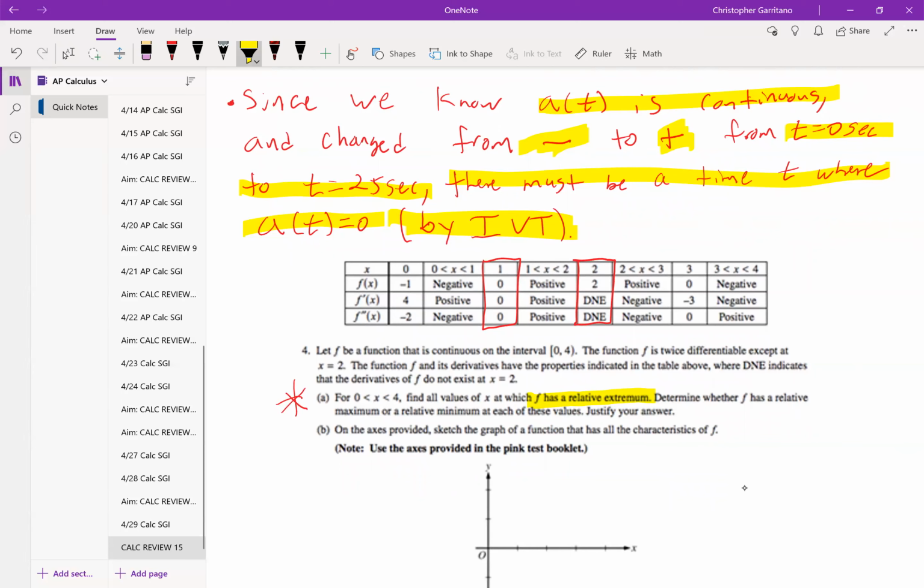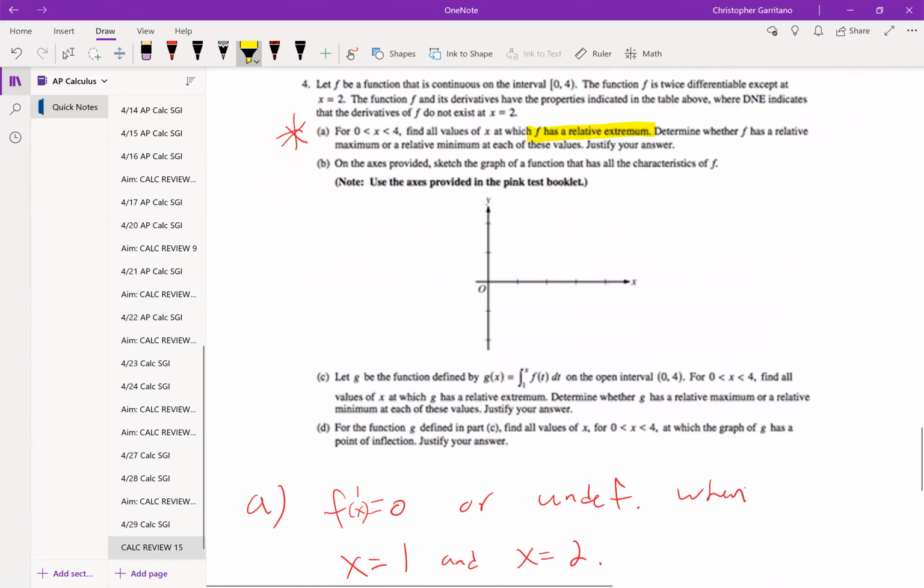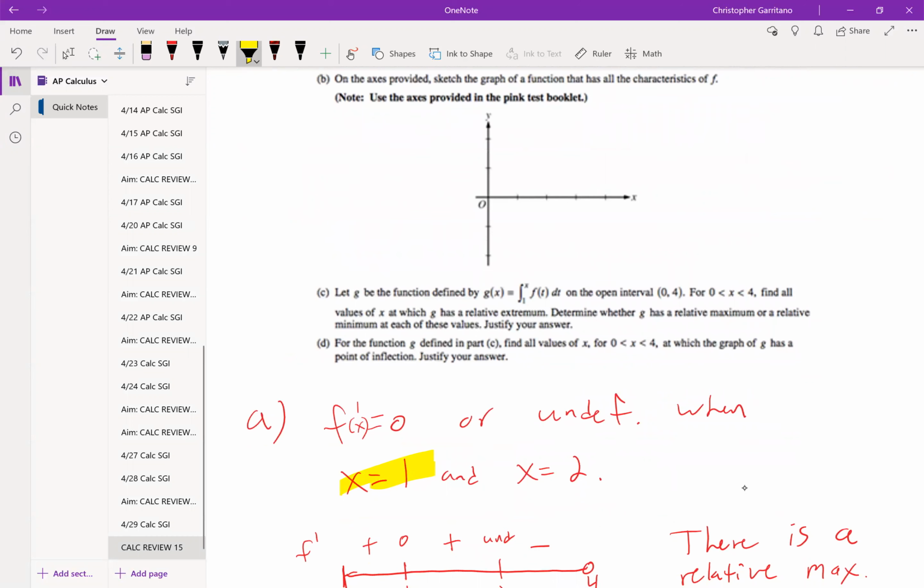So first of all, the candidates for relative extremum are basically the critical points. So that is, when is f prime equal to 0 and when is f prime undefined? So going through the table, you'll notice that f prime is equal to 0 when x equals 1, and f prime is undefined when x equals 2, and there are no other points that fit that criteria. And so these are the only candidates for relative extremum. Right, x equals 1 and x equals 2.